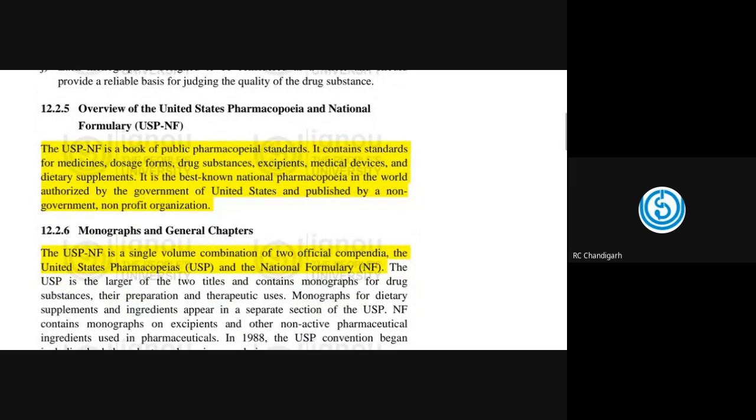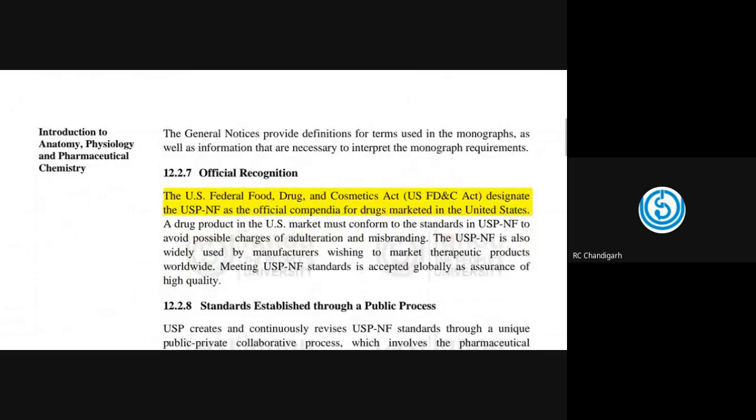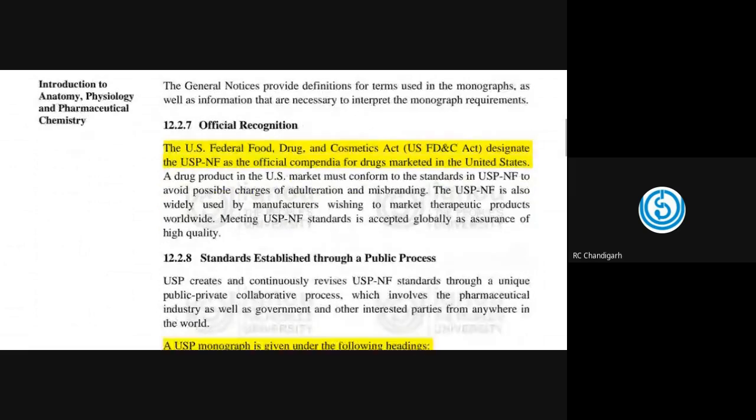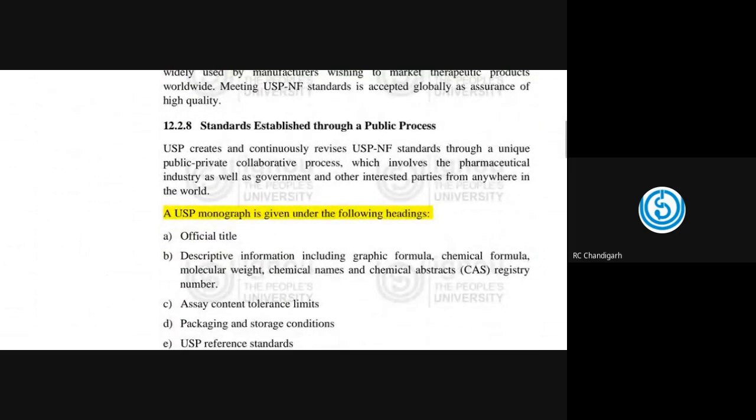Monographs and general chapters. The USP-NF is a single volume combination of two official compendia, the United States Pharmacopoeia and the National Formulary. Official recognition: the US Federal Food, Drug and Cosmetic Act designates the USP-NF as the official compendia for drugs marketed in the United States. The USP monograph is given under the following headings.